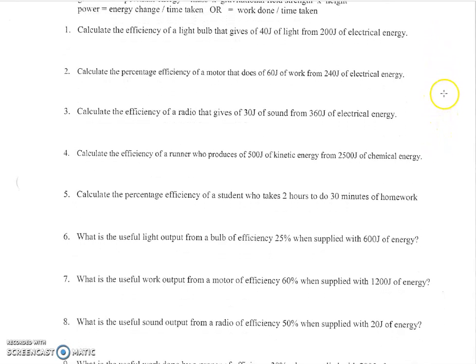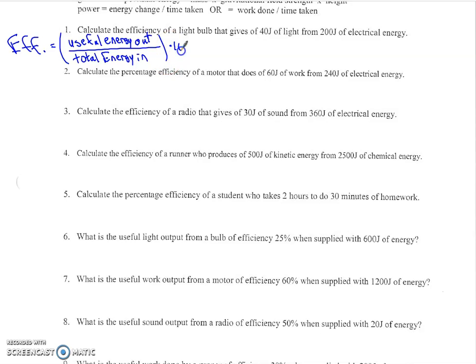number 1 here. It says calculate the efficiency of a light bulb that gives off 40 joules of light from 200 joules of electrical energy. So when you are working with efficiency, what you want to do is take the useful energy output and divide that by the total energy in. And then what we have to do is multiply that by 100 because we want it as a percent.